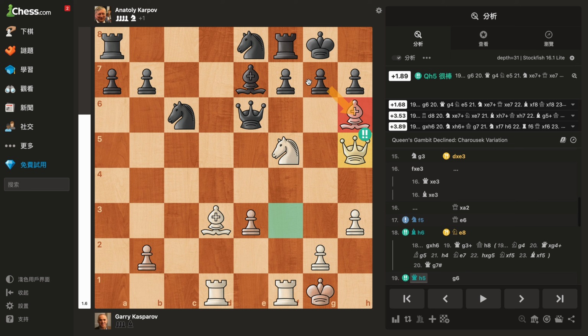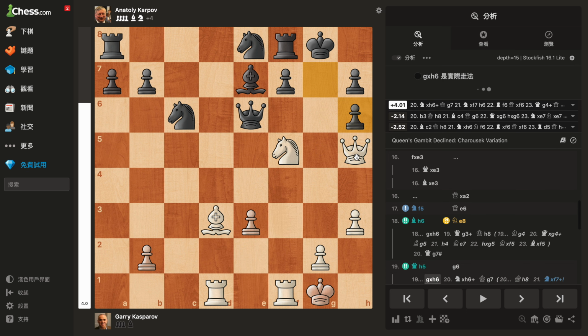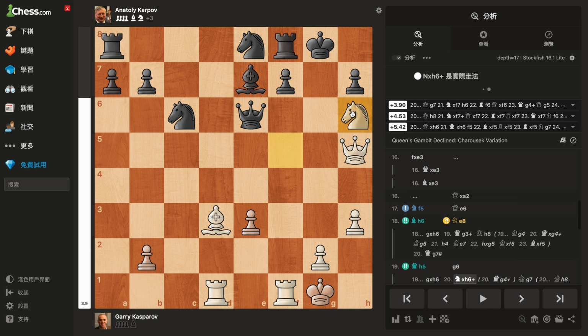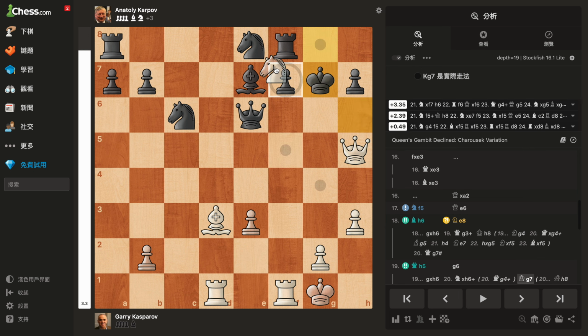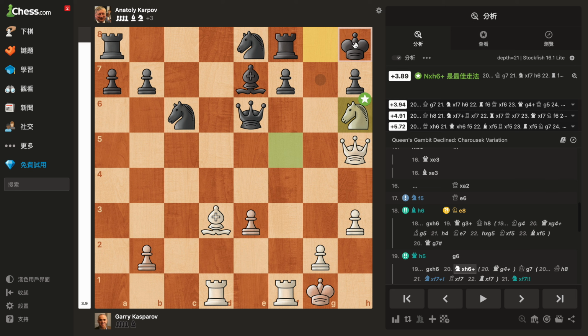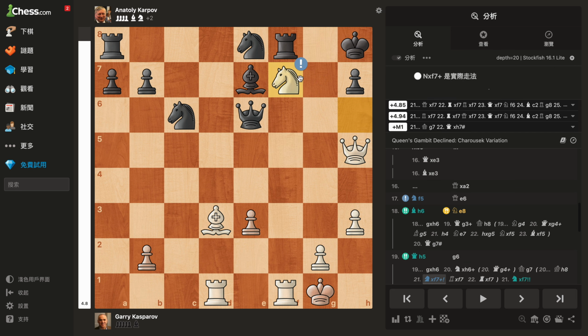So the hidden idea behind this is, after it takes, it is not queen g4 check, because now this square is protected. It is knight takes h6 check, and after king up, this would be a brilliant move. This just opens up this idea, and this just opens up the whole king. And if king goes to h7, still taking the pawn.